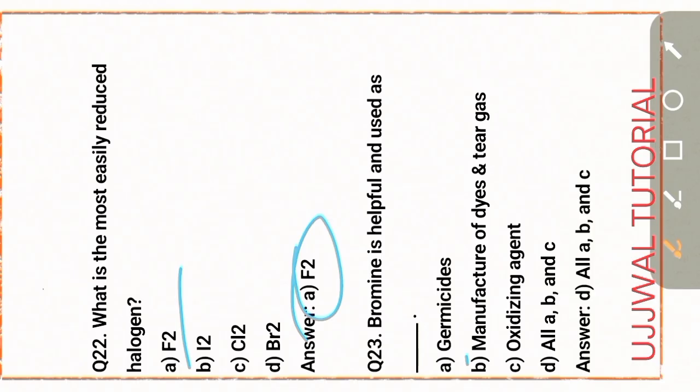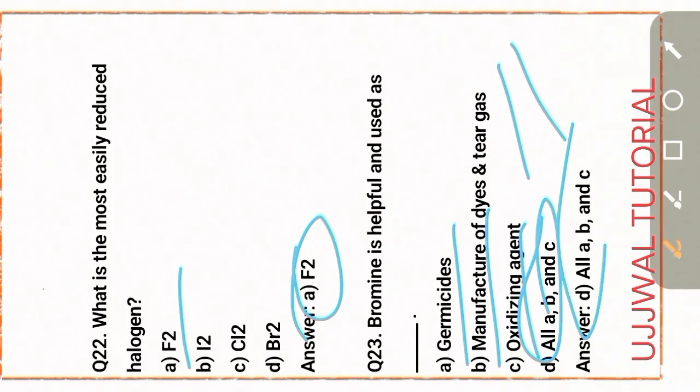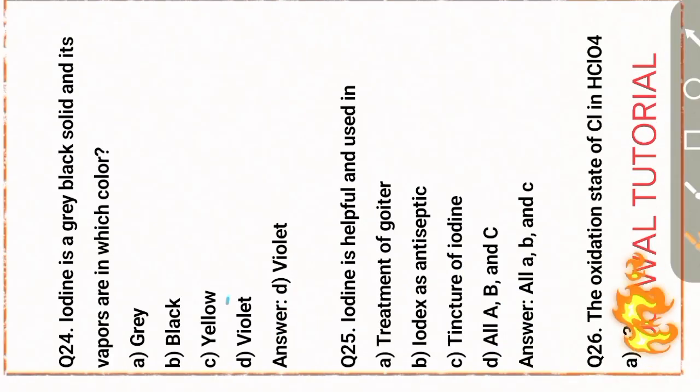Next question number 23. Bromine is useful, that is helpful, and used as option A, B, C. Option D is the right answer. That is option A, germicides, manufacture of dye and tear gas, oxidizing agent. Okay, option D is the right answer.